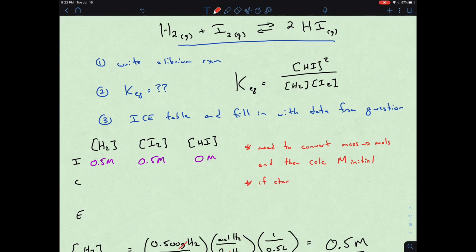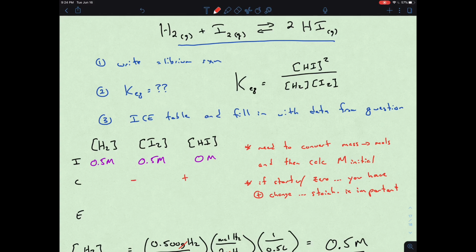Remember, if we start with 0, then you have positive change. And also remember, stoich is important. So if we look at what's 0, well, we have our hydroiodic acid, which is 0.